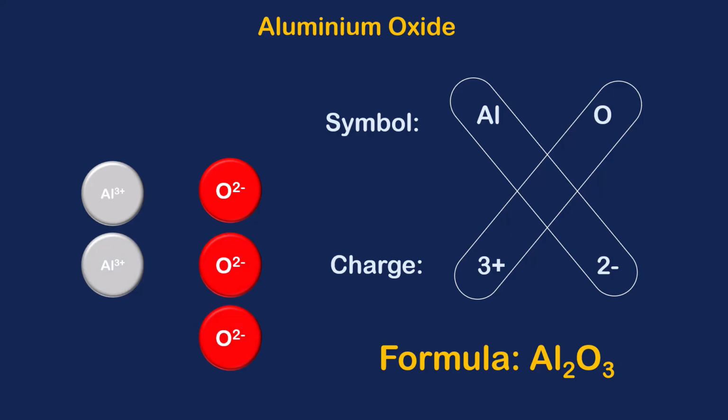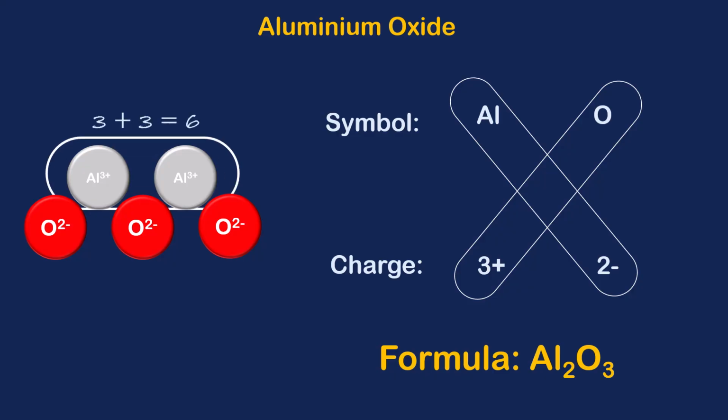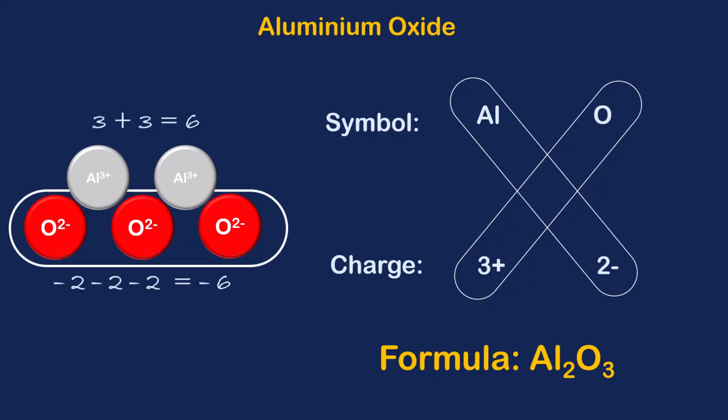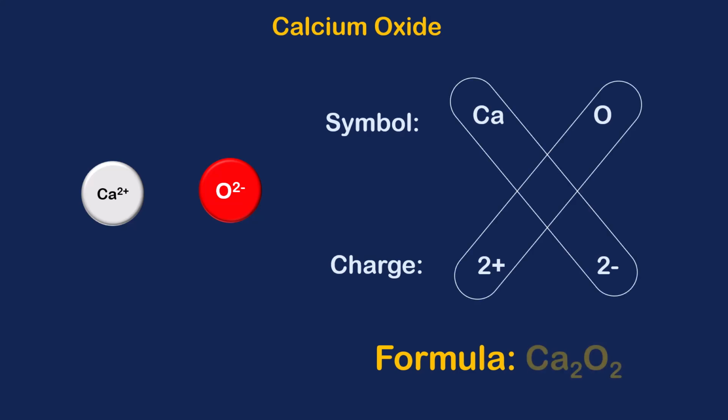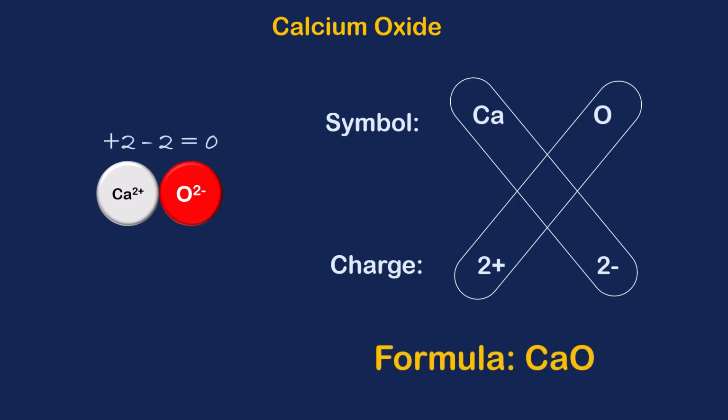Does that make sense? Let's check. Total positive charge equals 6 and total negative charge also equals 6. So yeah, it's balanced. And swapping the charges gives us the correct formula. Okay, now I have an interesting one for you. Calcium oxide. Calcium has a charge of 2 plus and oxide has a charge of 2 minus. What is the formula here? Crossing the numbers gives us Ca2O2. But in this case, we can simplify this to CaO. Because as you can see, we just need 1 ion each to balance.